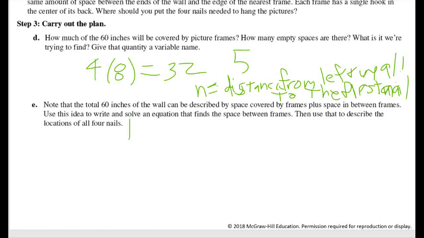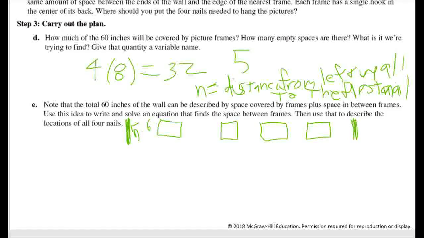At this point, I'm going to redraw my picture, putting in the information. 5.6, 8, 5.6, 8, 5.6, 8, 5.6, 8, and 5.6.